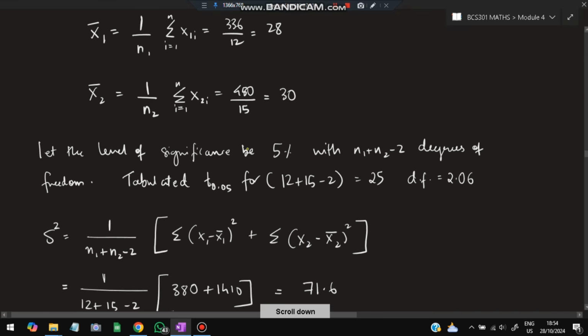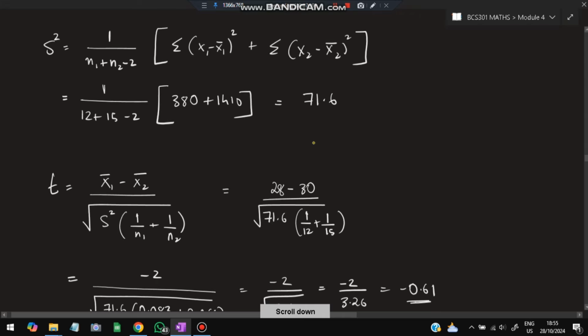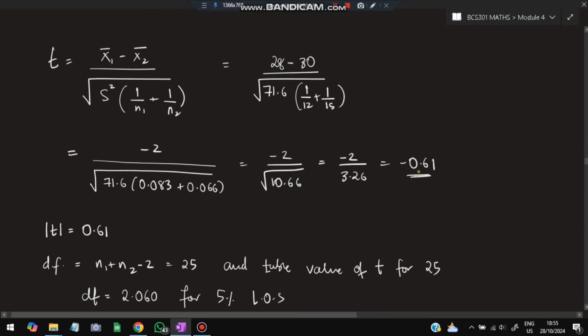After that, substitute n1 and n2 also, 12 and 15 minus 2. Calculate s square; the square root is not required, only s square we will substitute here. If you substitute s square here, you will take the root and s will come out. Either you can calculate the root separately and take s out, or you can write s square here and calculate, then take the square root. Both are the same thing. Calculate these values, you'll get an answer, and take the modulus. After you take the modulus, you'll get the final value, the t value.